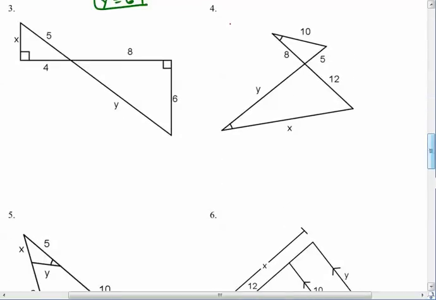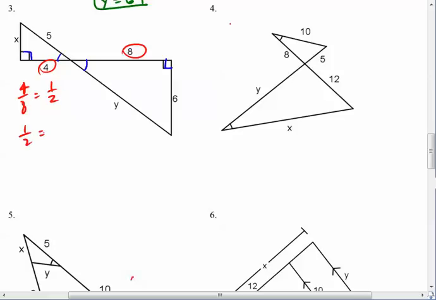Alright, next problem. Let's check for similarity. We've got the right angles, we've got vertical angles, so we definitely have similarity. Let's look for two corresponding sides that don't contain variables. So that would be, say, 4 and 8. That's our scale factor, 4 over 8, or 1/2.